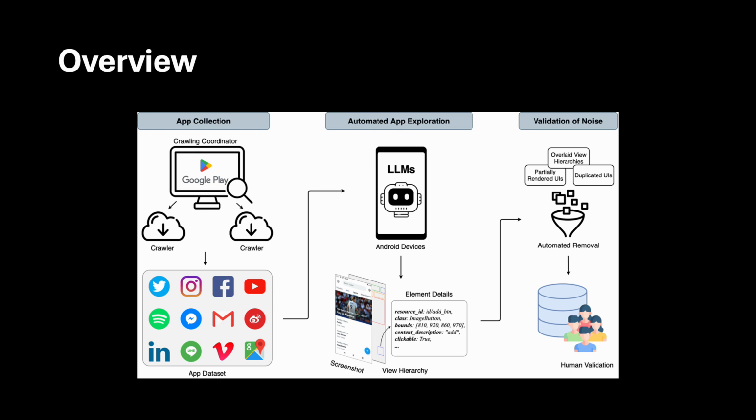This involves some automated steps to filter out issues with view hierarchies, then, as a final defense mechanism, a human validation step to catch any issues that were missed in the automated ones.